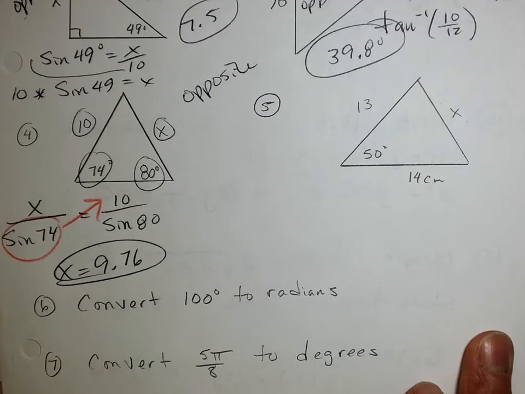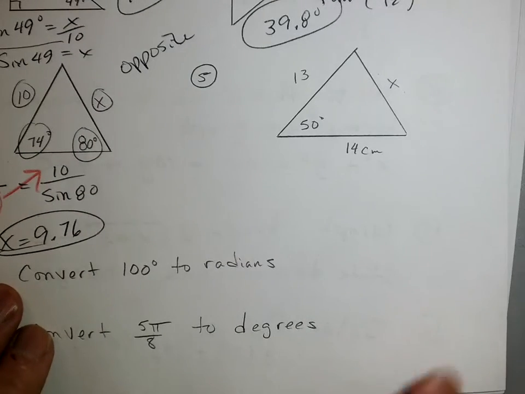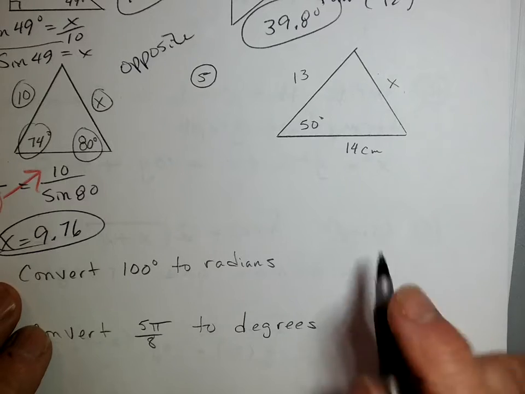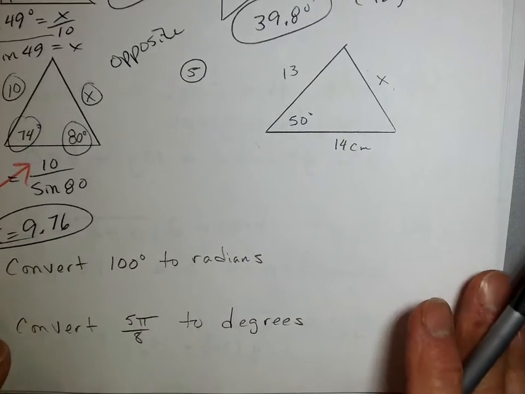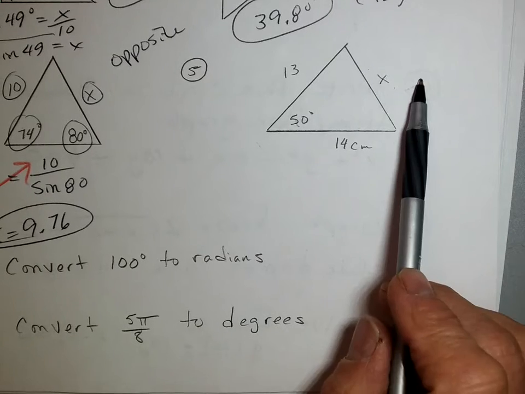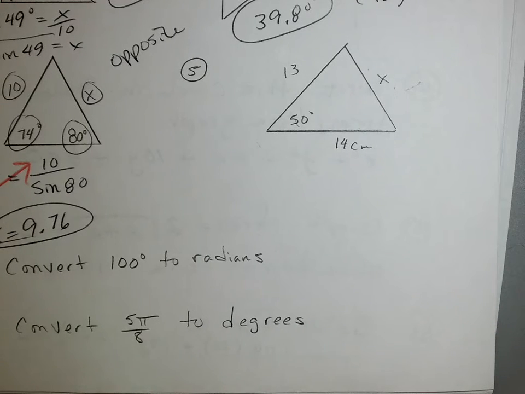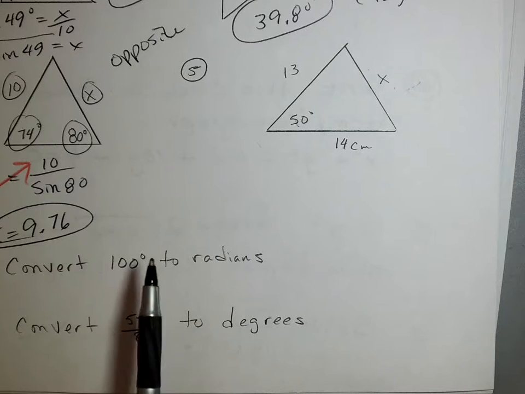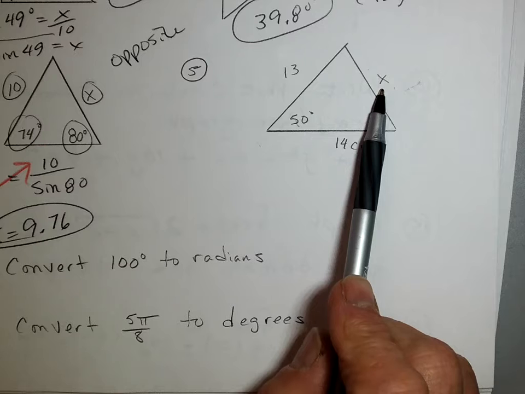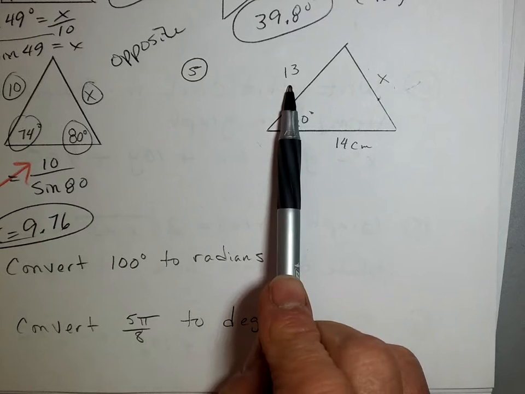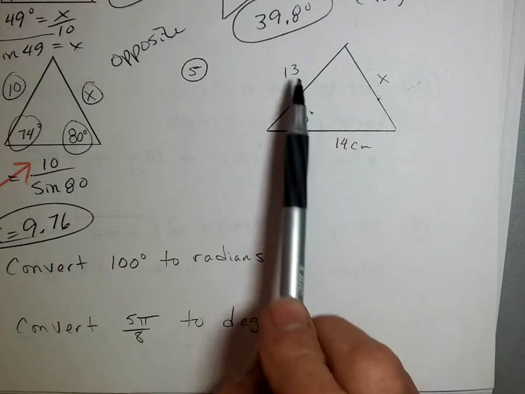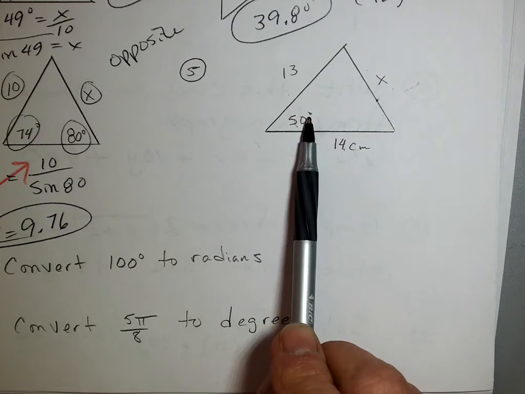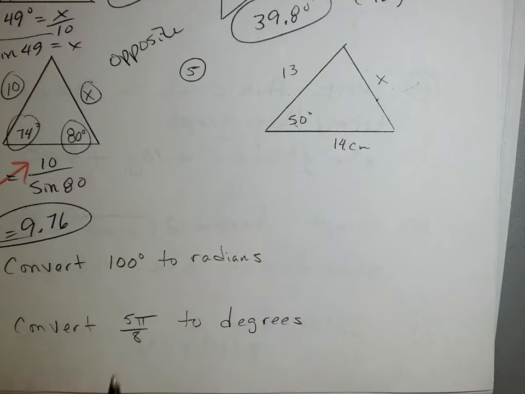Okay, number 13. Do your notes. I don't have a pair of opposites. There's no opposites because I have 50, so I can use the law of cosines, and I'll say it and then I'll write it. It is opposite squared equals adjacent squared plus adjacent squared minus 2 times adjacent times the cosine of my angle. So let's write that down.